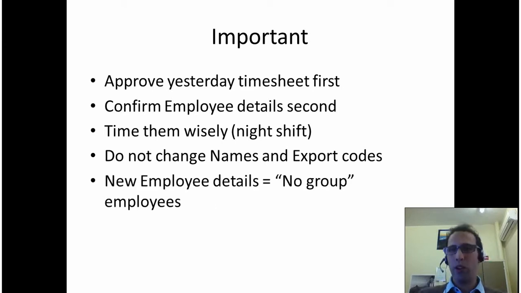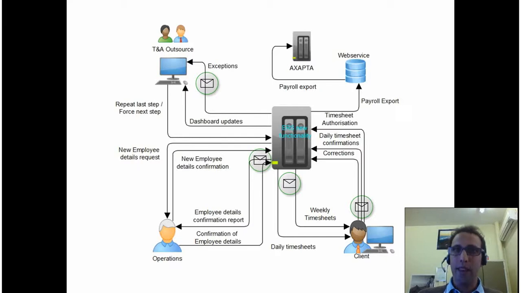New employees: when you load a new employee in the system, allocate them to no group. So if you want to set up a rule that sends just the new employees that have been loaded that day on that site, select a workflow rule that only reports on the no group employees. Those will be your new employees. So that is how you set up workflow rules for employee confirmations.